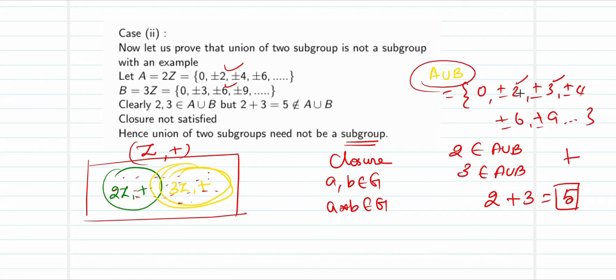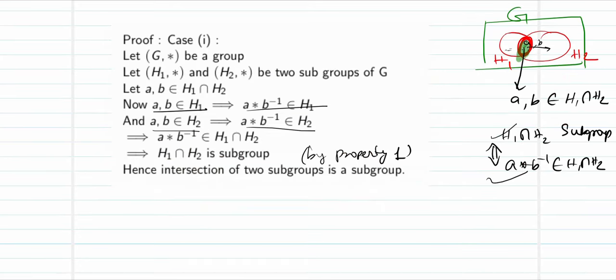5 is not a multiple of 2, neither is it a multiple of 3. So 5 doesn't belong to A union B. So the closure property itself is getting violated. So can it form a subgroup? No, it need not form a subgroup. So we conclude that the union of two subgroups need not be a subgroup, but when you take the intersection of them, the intersection for sure will form a subgroup.